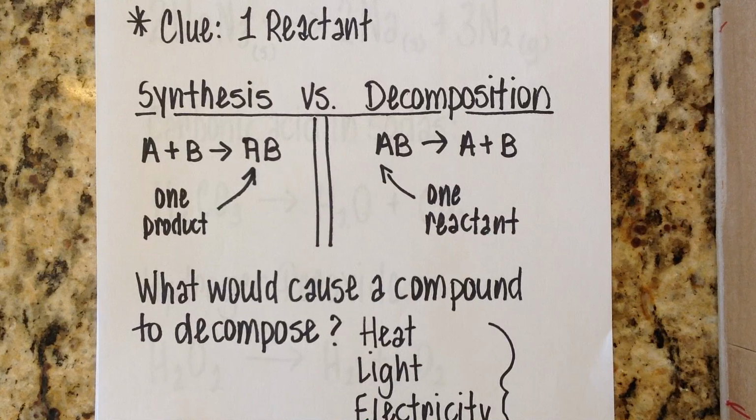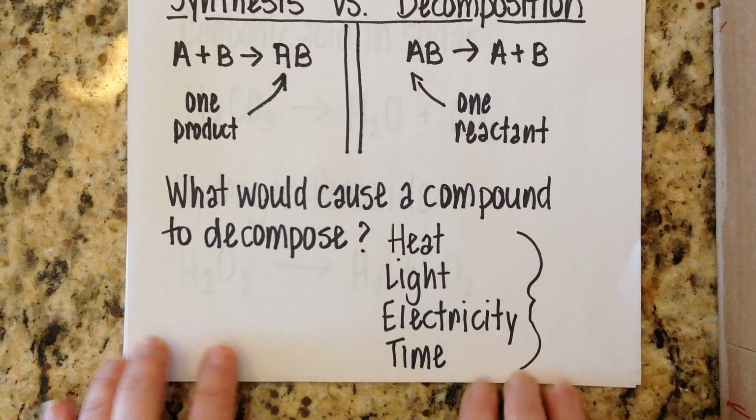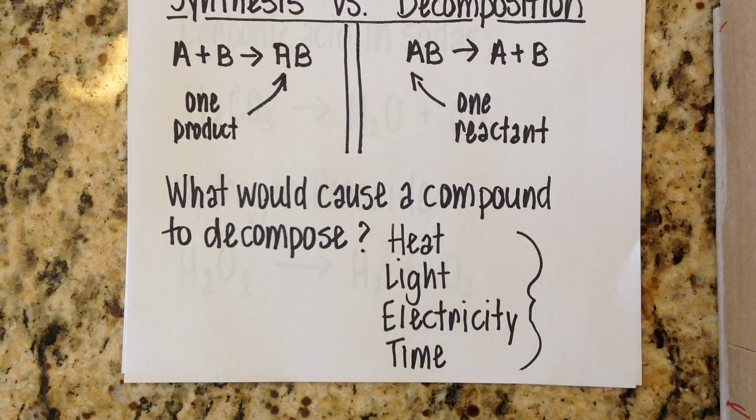Before we move on, real briefly, what causes a compound to decompose? Like, what would even make that happen? Some really common things could be heat, light, specifically sunlight, electricity, and time. Just like us, we get old and start to fall apart. You probably hear your parents say that from time to time. Some compounds get old and they kind of fall apart, and we call that decomposition.